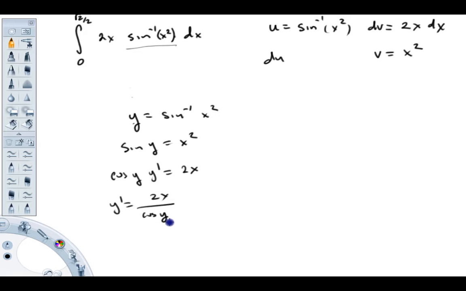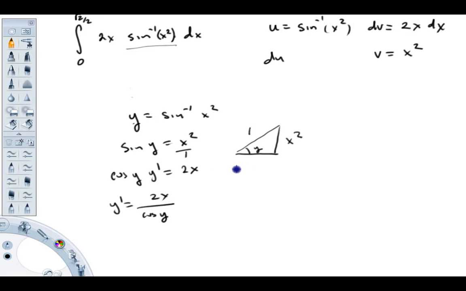Now we have to deal with the cosine y part. We do that from this. I'm going to make a little triangle. Here's an angle y. And because sine y is equal to x squared, the dimensions of this triangle, let's see, this would be an x squared. This is a 1, because sine is opposite over hypotenuse. And if I wanted to, I could write this as x squared over 1.